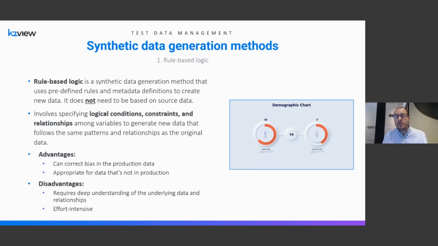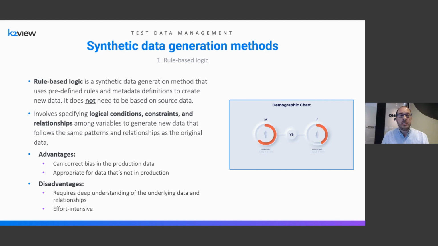So what are these rules? For example, if you look at your production database and you have millions of customers with different dates of birth, when you want to create synthetic data to supplement or replace production data, you can define rules for what the spread of ages, the date of birth, should be in the synthetic data set. For example, you can define a rule that the age or the date of birth will be plus or minus X years or months or days from the original data. So in summary, rule-based logic can be used to correct bias in the production data.